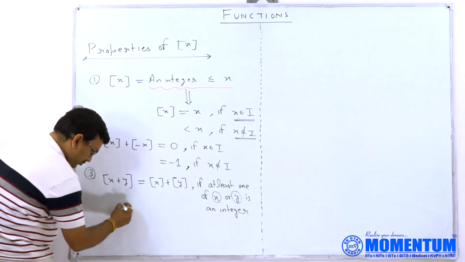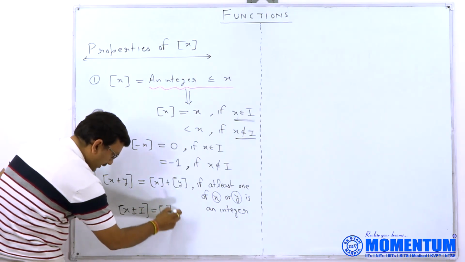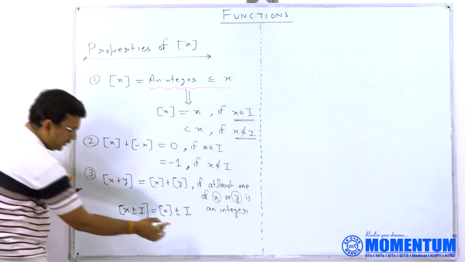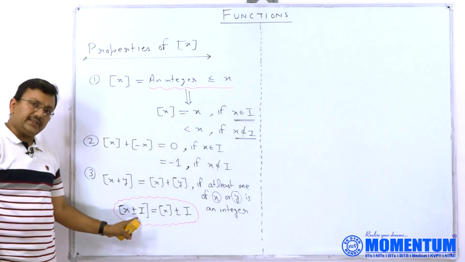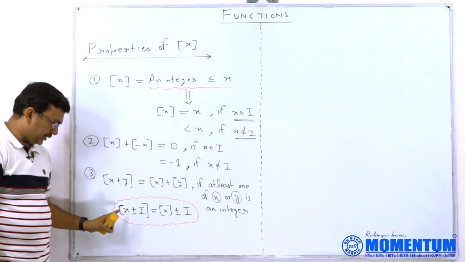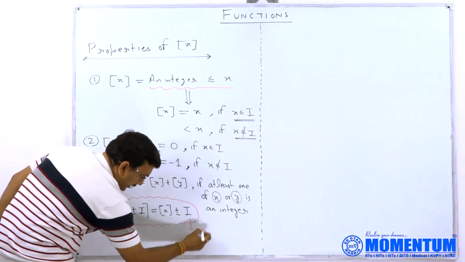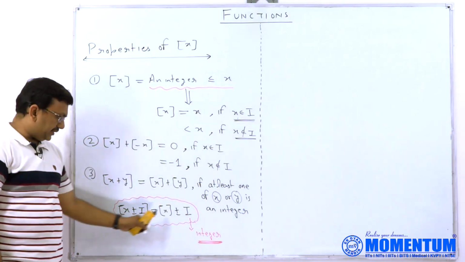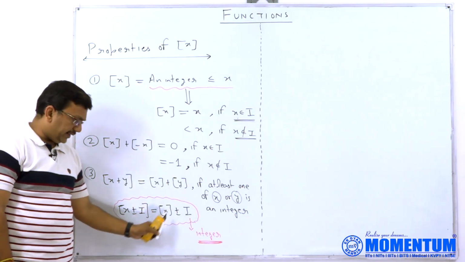You can also write square bracket x plus minus I is equal to square bracket x plus minus I, if we have a conformally integer inside the square bracket, either in addition or subtraction, it gets out, बाहर निकल आता है. x plus minus I, where I is an integer. So square bracket x plus minus I is square bracket x plus minus I. If there is an integer inside the square bracket, it will directly come out.